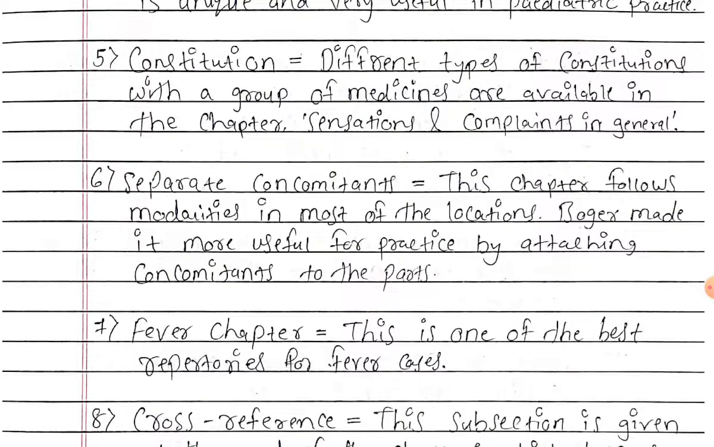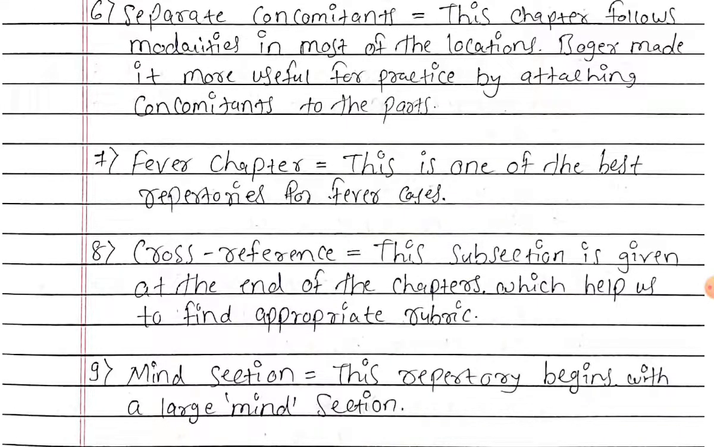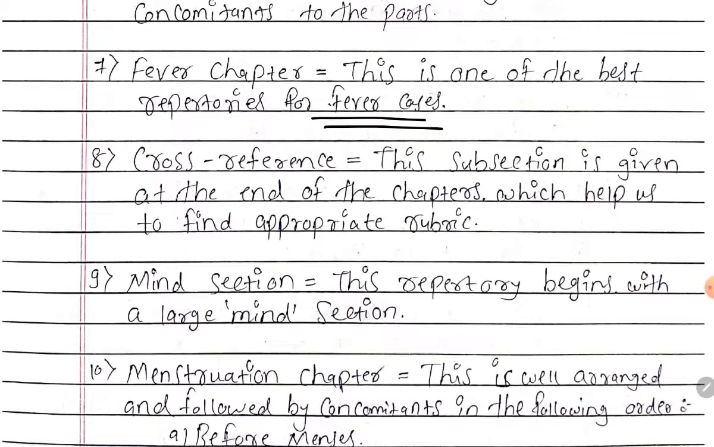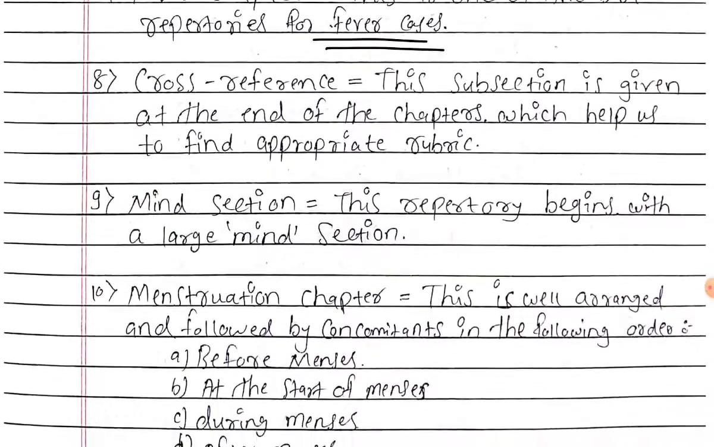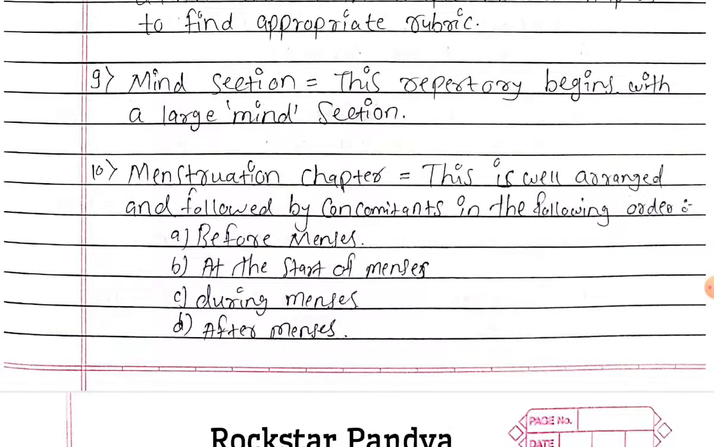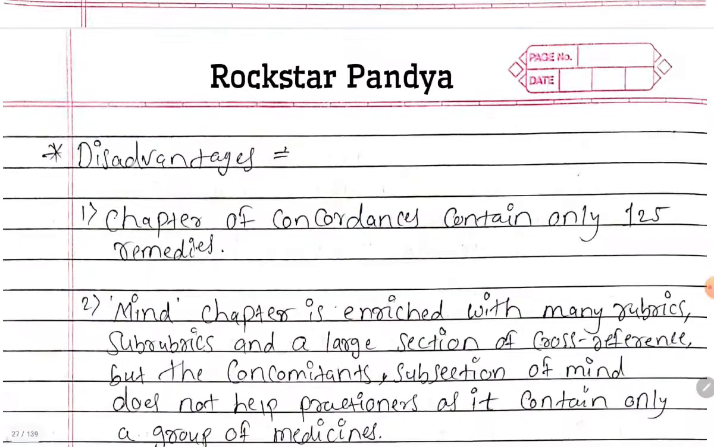Separate concomitants. This chapter follows modalities in most of the locations. Boger made it more useful for practice by attaching concomitants to the parts. Fever chapter. This is one of the best repertories for fever cases. Cross-reference. This subsection is given at the end of the chapters, which helps us in finding an appropriate rubric. Mind section. This repertory begins with a large mind section. Menstruation chapter. This is well arranged and followed by concomitants in the following order: before menses, at the start of the menses, during menses, and after menses.